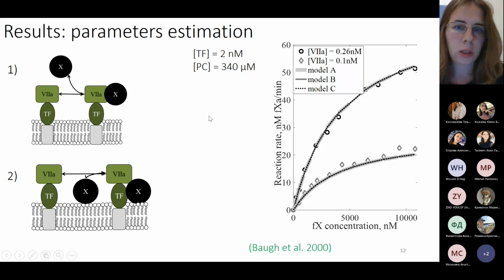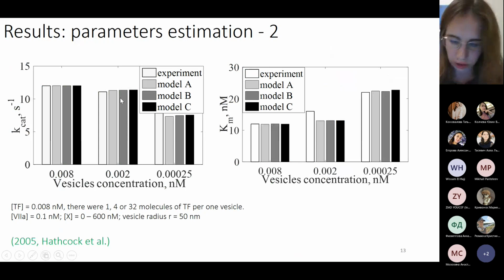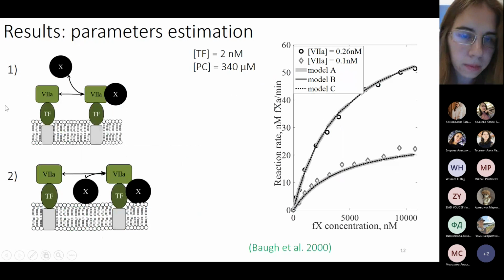Our second way to estimate parameters for the second reaction. Excuse me, could you return? Yeah, it's a little bit fast. In fact, you have here two curves, but these two curves correspond to different concentrations of factor 7, right? Yes. Otherwise, the three models give the same result. Yes, they give the same result. All three models give the same results for each of those concentrations.